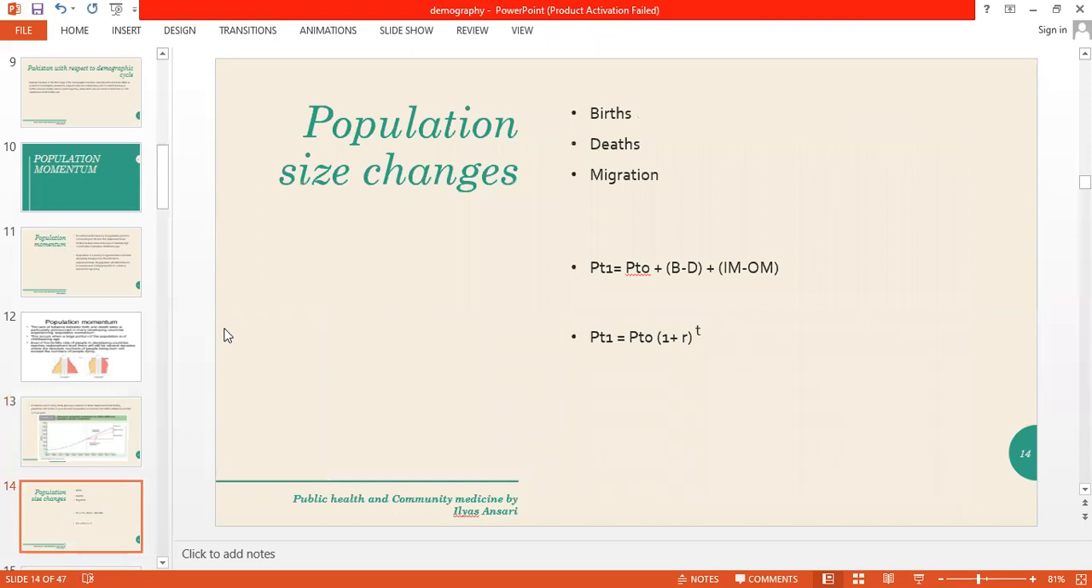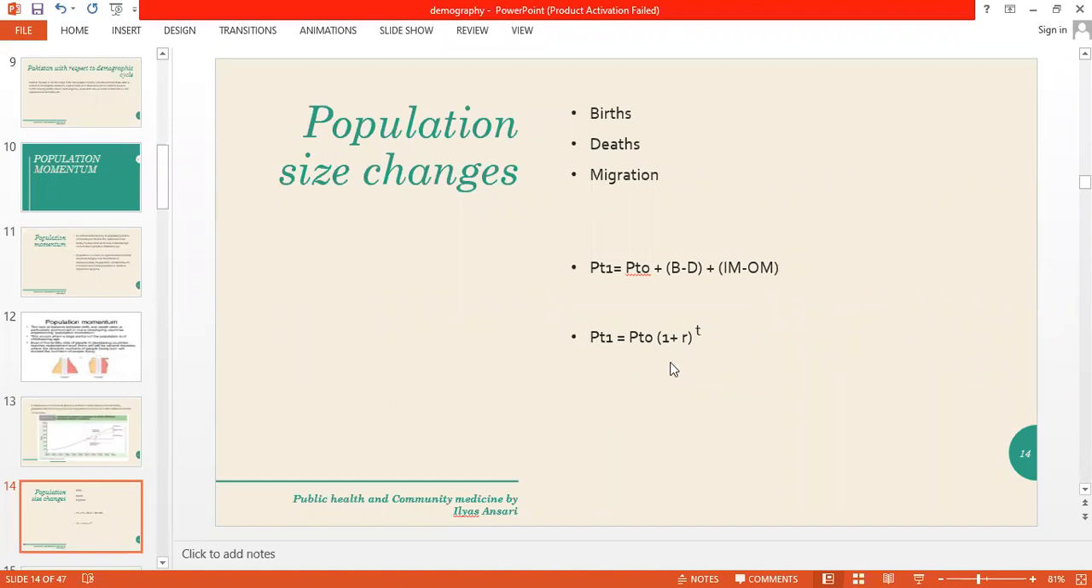Which things actually change the population size: birth rate, death rate, and migration. These are the two equations which can be used for calculating population changes. First is the demographic equation, in which the formula represents population today, and this is the past population. This is birth rate, death rate, and in-migration and out-migration.